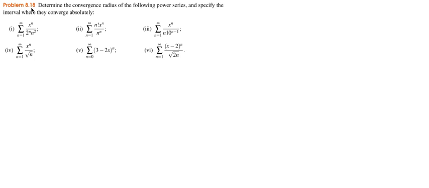Problem 8.18. Determine the convergence radius of the following power series and specify the interval when they converge absolutely. If you remember from the lectures, the convergence radius is the interval for which this series converges absolutely, right? And in order to test that, we usually use the root test or the quotient test.